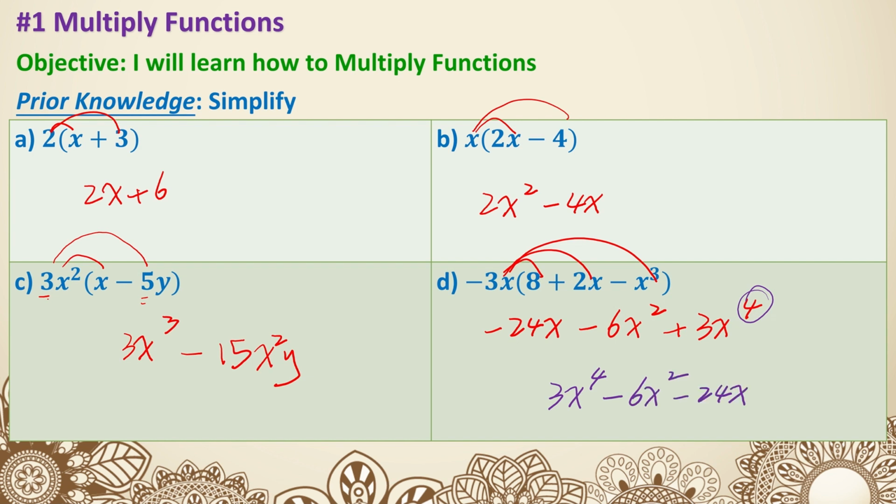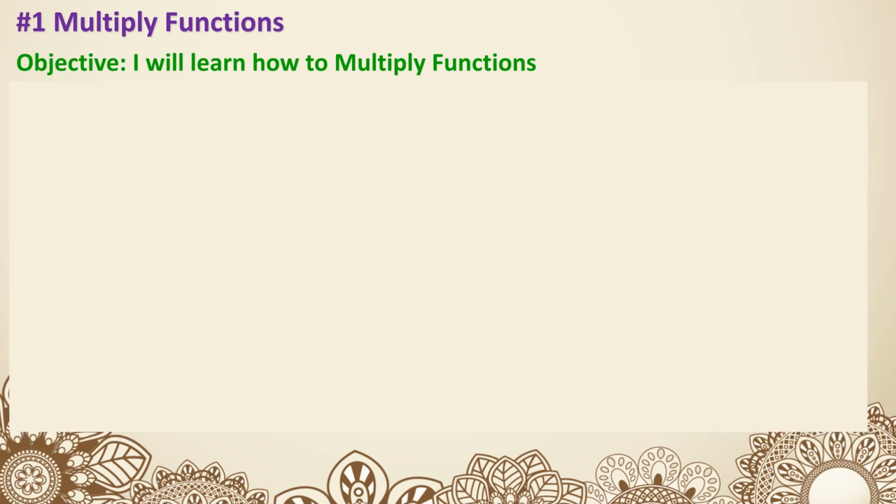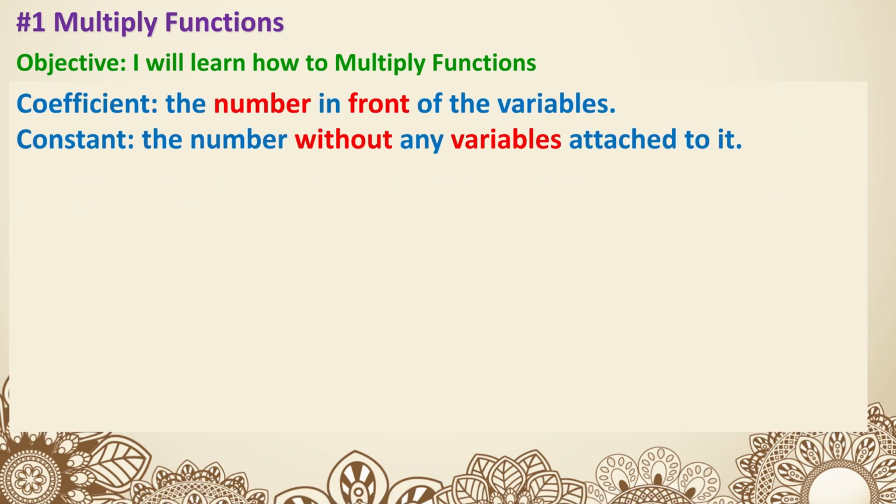Let me correct something I just said. It's not just the exponent. It's actually going to be something called the degree that needs to be in descending order. And in next year, secondary 2, you will actually learn more about how to identify degrees when you have more variables. Now let's move on to more definitions.